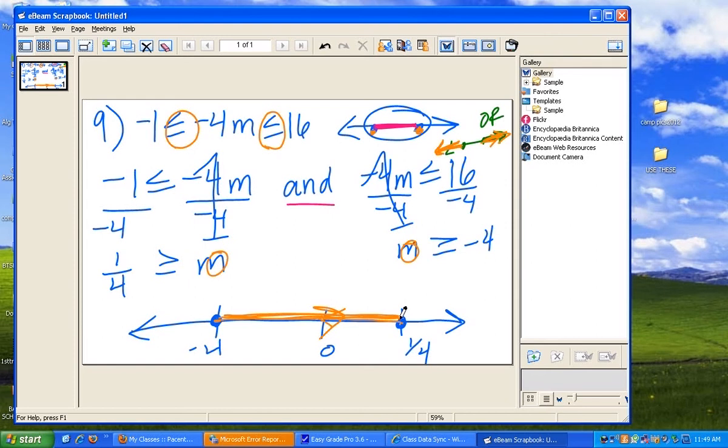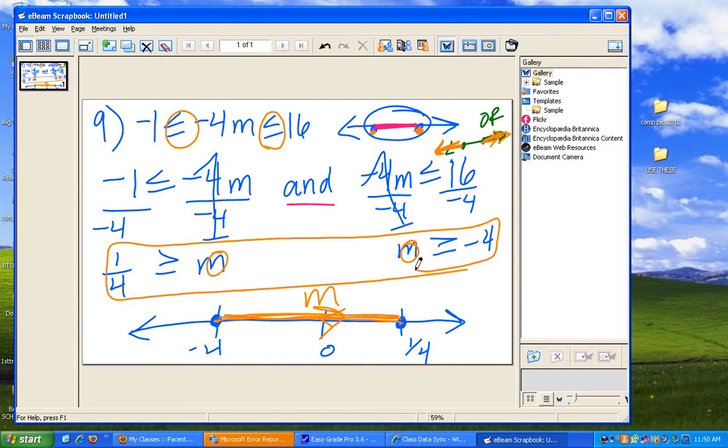Do I have negative 4 is greater than, because M is in the middle here, right? Negative 4 is less than M, right? Which is less than the 1/4, yes? Now, when I pulled it apart, I have two separate pieces, right?